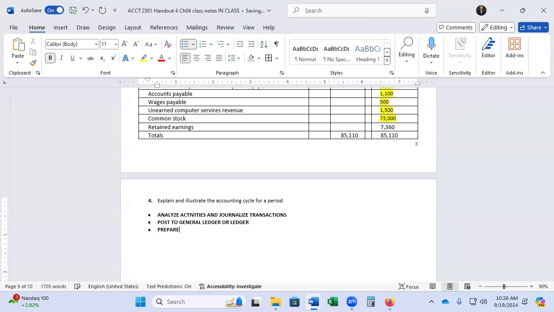All right, and then we prepare an unadjusted trial balance. And then we analyze adjusting activities and prepare adjusting entries. Journalize the adjusting entries. Prepare an adjusted trial balance.